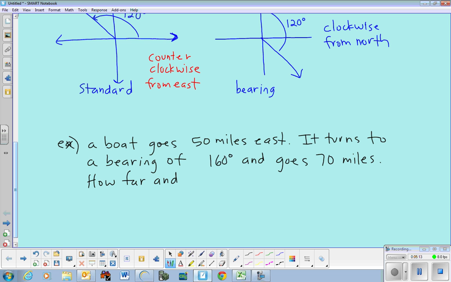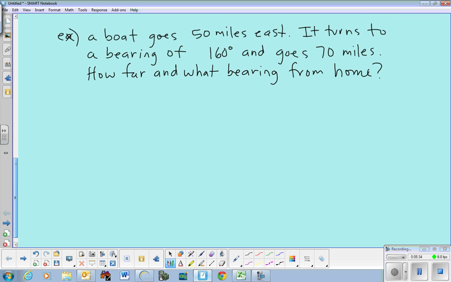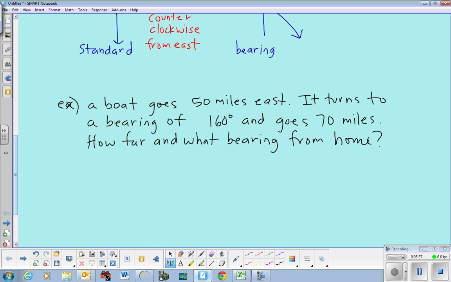How far and what bearing from home is just my quick way of saying how far and what bearing is it from where it was to where it is now. All right, so I didn't have this written out, so there's my quick version. So these really are not going to be much of a problem. Once you adjust to this bearing system, you're just going to be forming a triangle and then using your skills to solve that triangle and find the missing info. And that info will be found with probably the law of sines, maybe the law of cosines, just depending on what we have. So let's just draw it out.